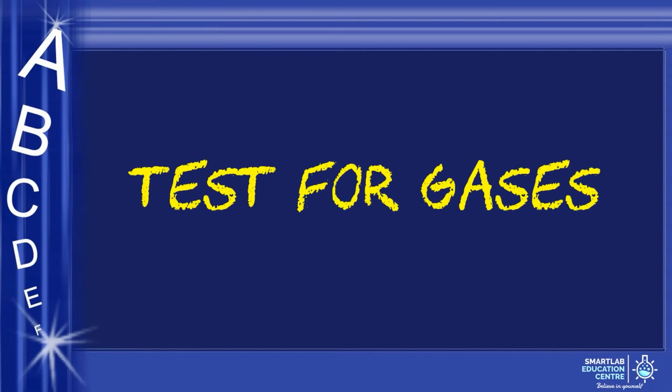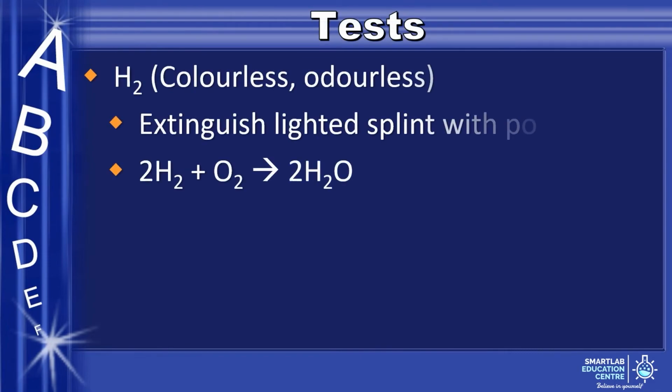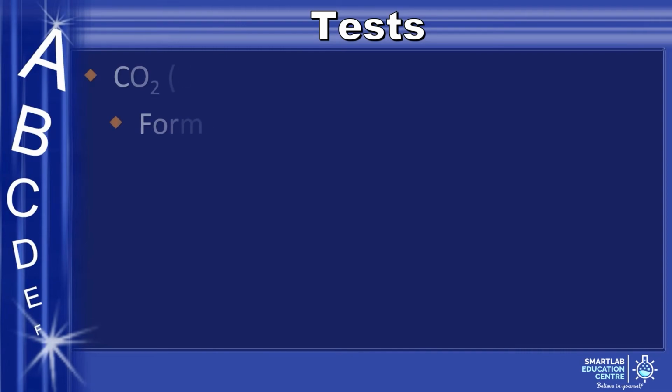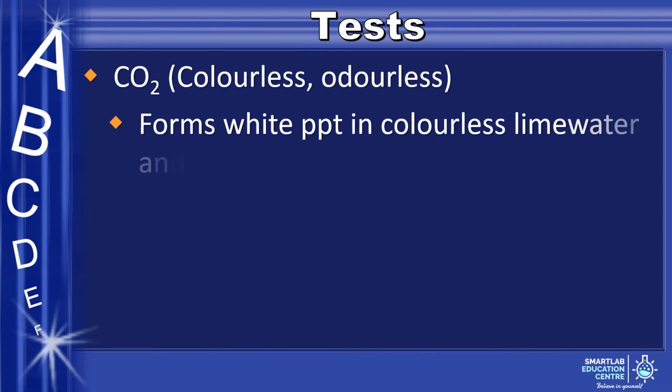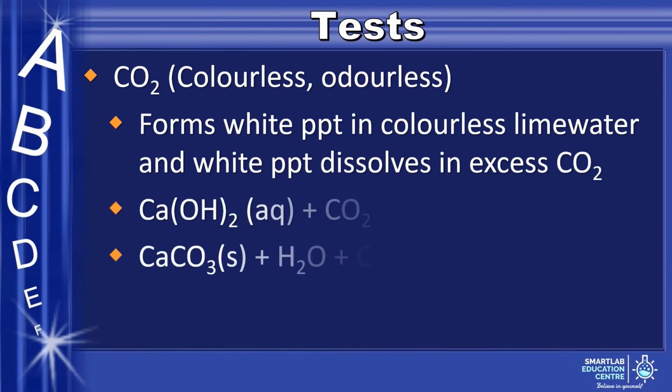Tests for gases. The test for hydrogen is that it extinguishes a lighted splint with a pop sound, while oxygen relights a glowing splint. The test for carbon dioxide is that it forms a white precipitate in colorless lime water, and the white precipitate dissolves in excess carbon dioxide, and the equations of this chemical reaction are shown below.